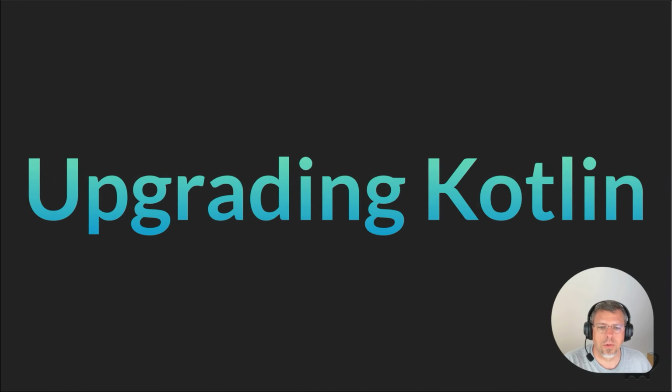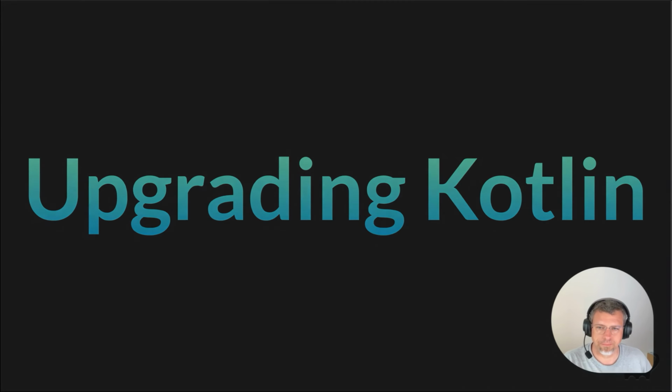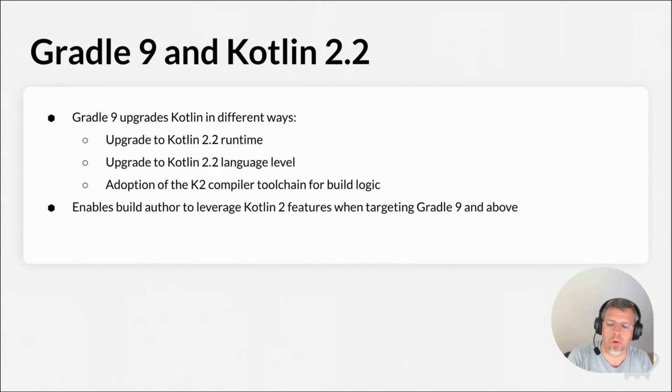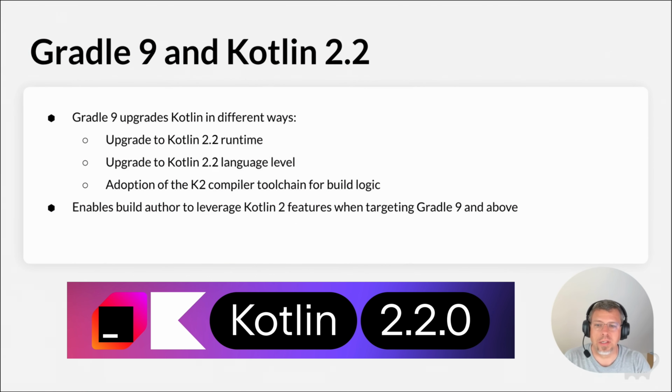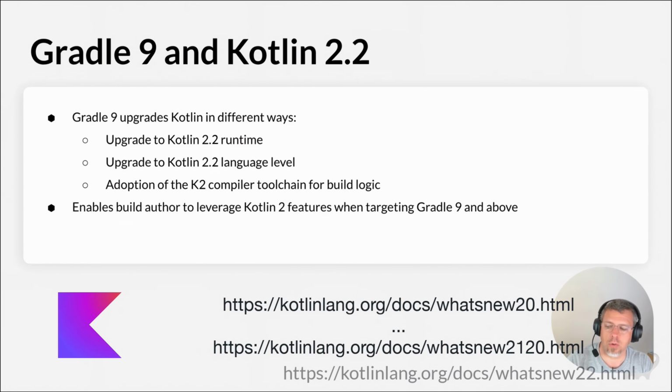Gradle 9 comes with a pretty major upgrade of the embedded Kotlin. In Gradle 9, we now use Kotlin 2.2. This is both for the runtime, but also for the language level. So this is quite a change compared to the 1.8 language level that was used in Gradle 8. We also adopted all the Kotlin 2 goodies, such as the K2 compiler toolchain for the build logic.